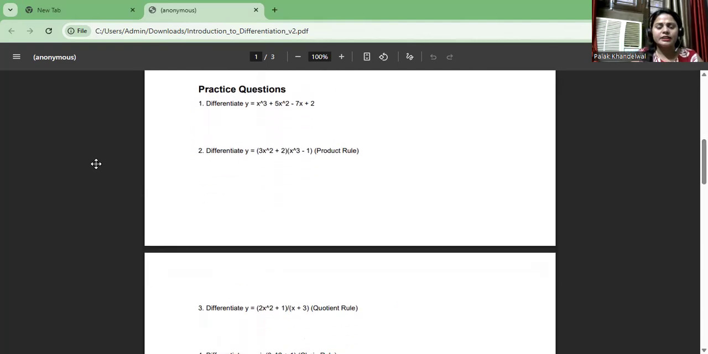So this is our first question. This says x cube plus 5x square minus 7x plus 2. So four terms are there: cube, quadratic, linear and constant. For x cube, I'll take the 3 down and reduce the power by 1. Then plus 5 will be as it is. I'll take the 2 down and I'll reduce the power by 1.